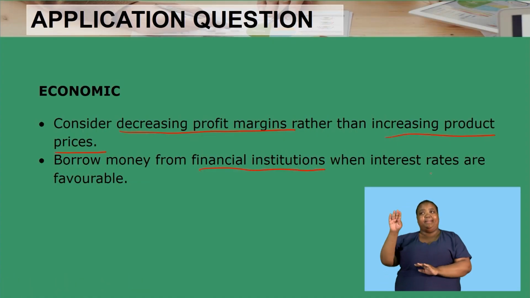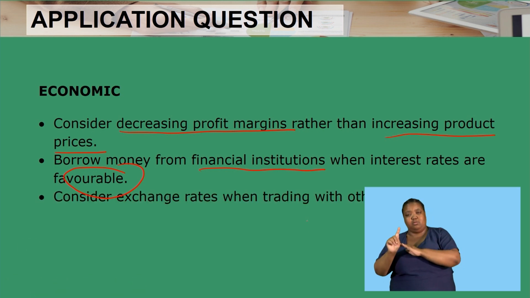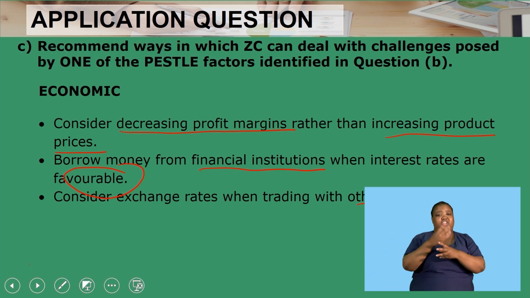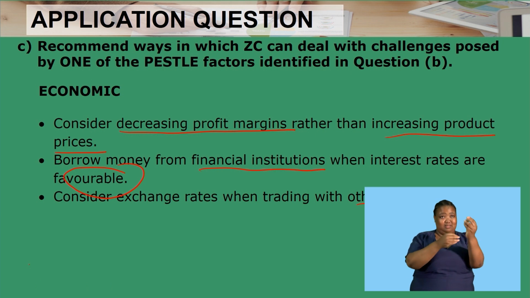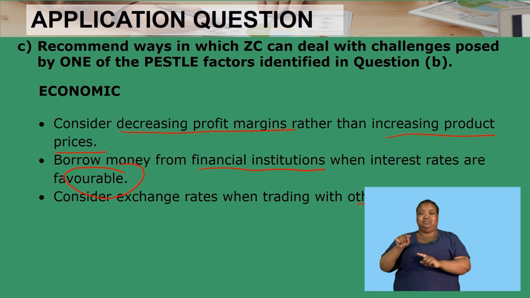to run at a loss also as a business, because the aim or the objective is to make profit. Borrow money from financial institutions when the interest rates are favorable. Consider exchange rates when trading with other countries, very important. So we've recommended ways in which ZC can deal with the challenges that are posed by one of the PESTEL factors identified in the question above. Remember, for every challenge, there should be a recommendation. I hope you now understand, you are able to apply your knowledge properly.